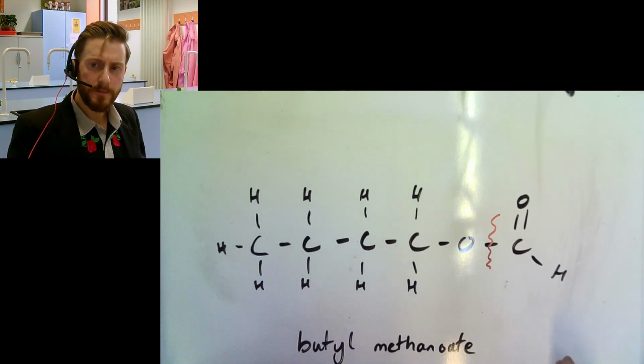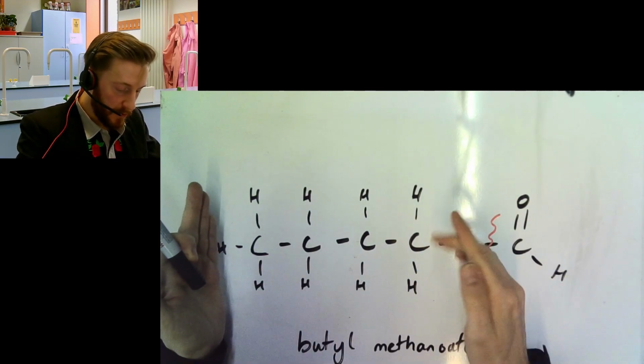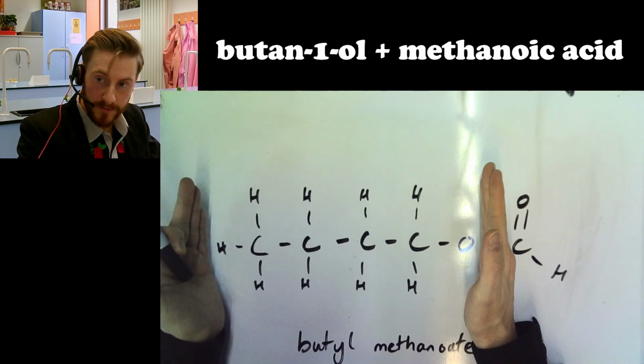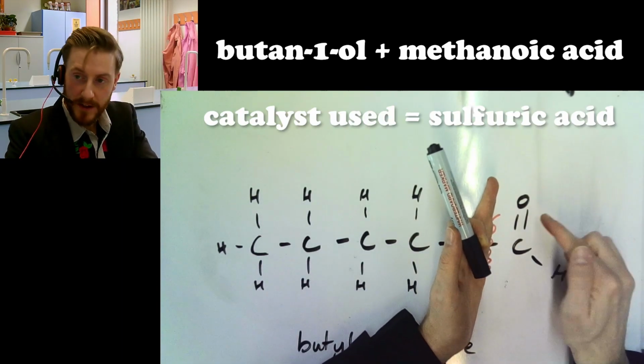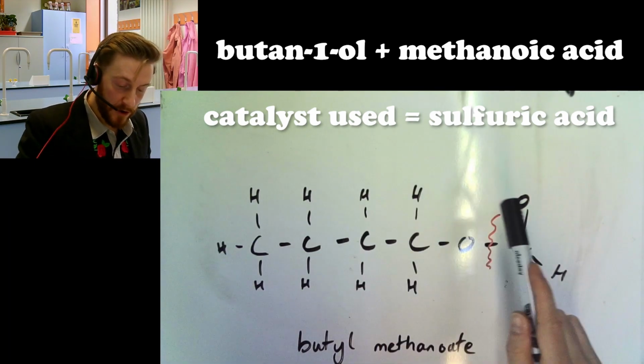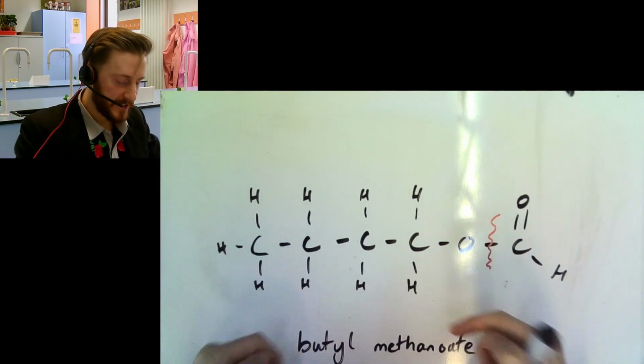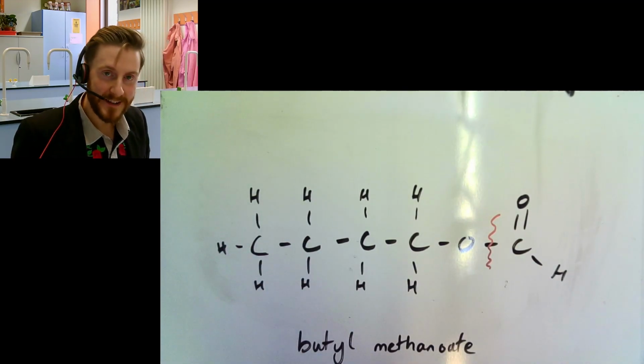Again, a good question would be, well, what would this be made of? Well, my butyl part would be a butanol, and my methanoate part would be from a methanoic acid. So it's always made from an alcohol and a carboxylic acid. They have a condensation reaction to combine together, and that's how I form my ester.